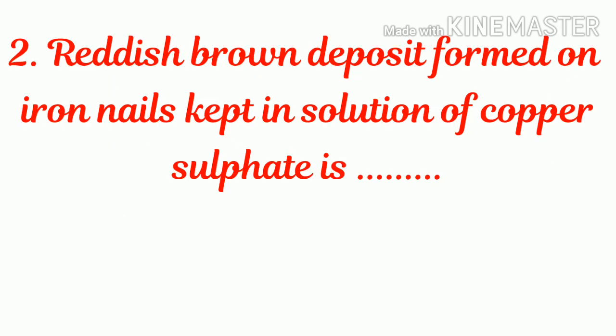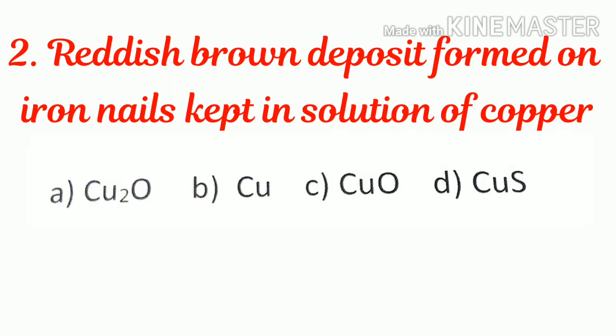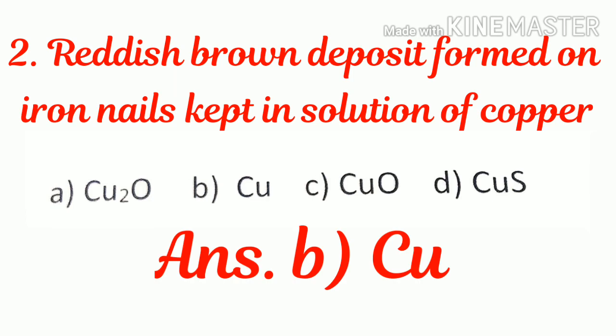Displacement. 2. Reddish brown deposit formed on iron nails kept in solution of copper sulfate is dash, and the options are A. Cu2O, B. Cu, C. CuO, and D. CuS, and correct answer is option B. Cu.